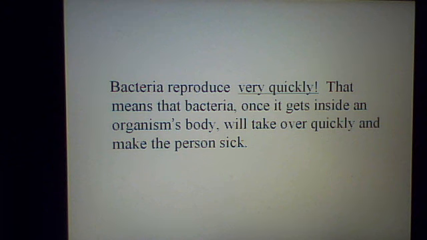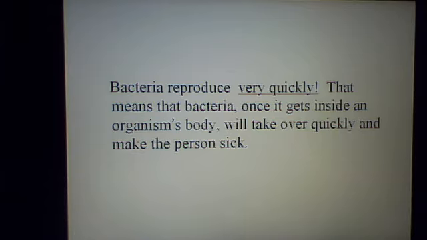For example, if there are 1,000 bacteria and they divide, let's say, every 20 minutes, then there can be more than 32 million bacteria 5 hours later. And this is why it's important to see your doctor as soon as you feel sick, because the earlier you get treated, the less bacteria there are that needs to be killed off by medication.